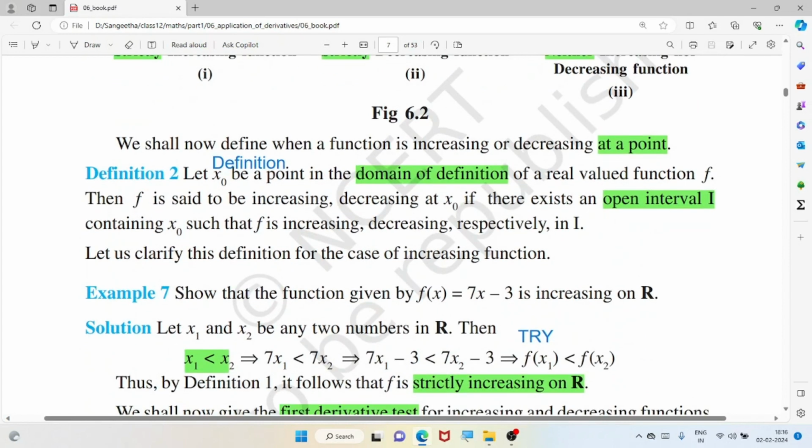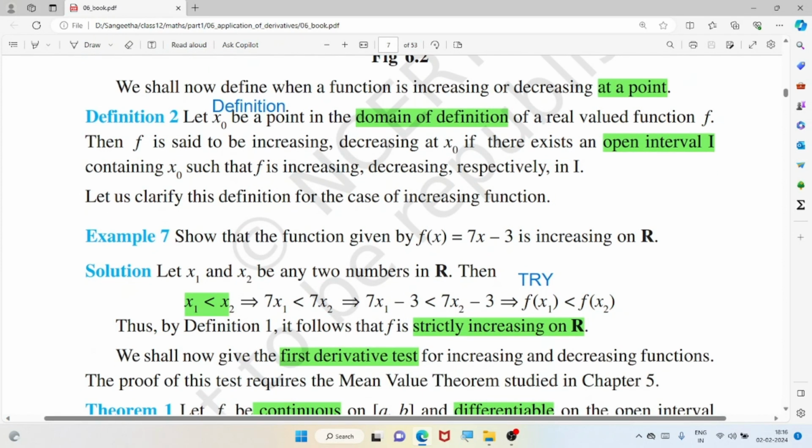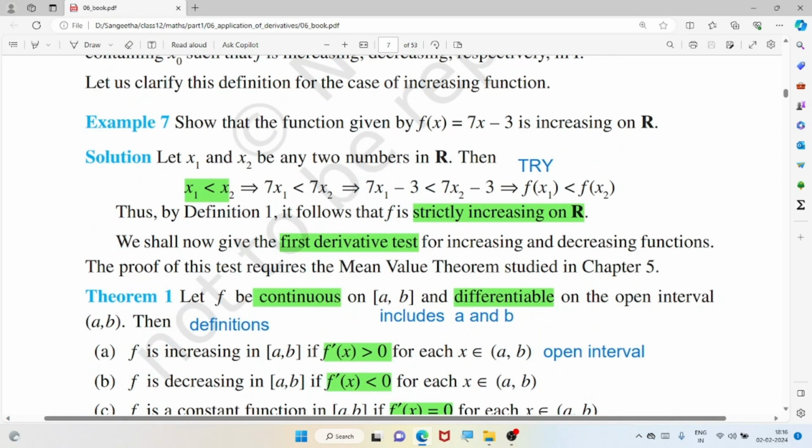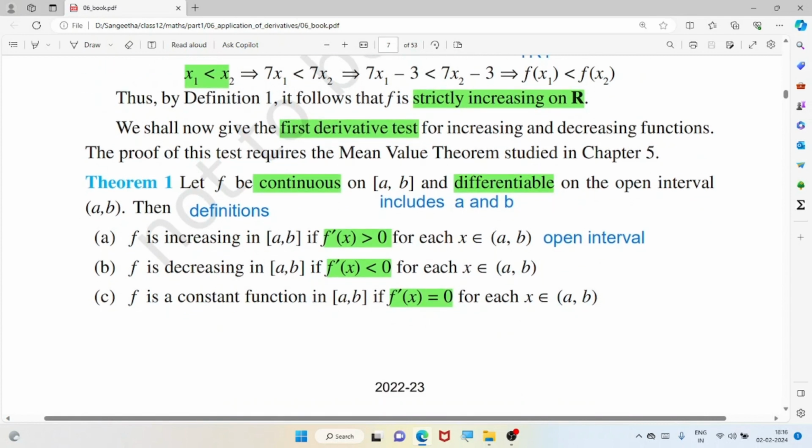Now we will see whether a function is increasing or decreasing at a point, here at x0, let us assume. Again, you should understand this definition. Now this example, based on this definition, shows the function is increasing in the domain R. This is the proof. First derivative means differentiating only once.